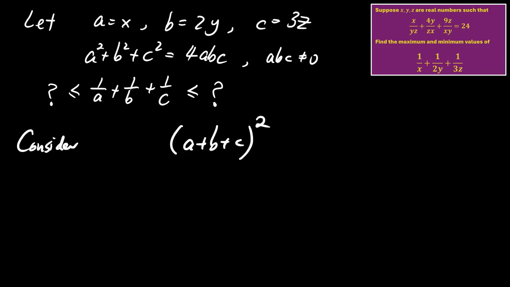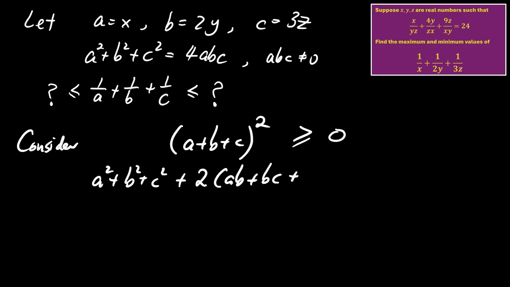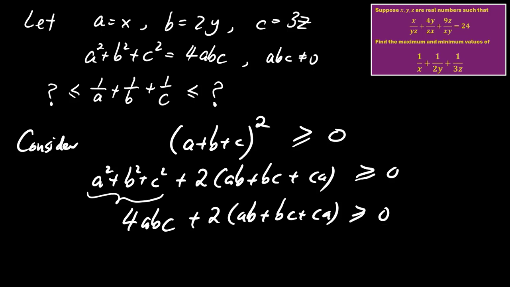Consider the square of the sum of a, b, c. Since a, b, c are real numbers, the sum is also a real number, and the square will be greater than or equal to 0. So we expand this, and we have a squared plus b squared plus c squared plus double of ab, bc, and ca, which is greater than or equal to 0. a squared plus b squared plus c squared equals 4abc. Again, abc is positive. We can divide everything by 2abc, and we have 2 plus 1 over a plus 1 over b plus 1 over c greater than or equal to 0.